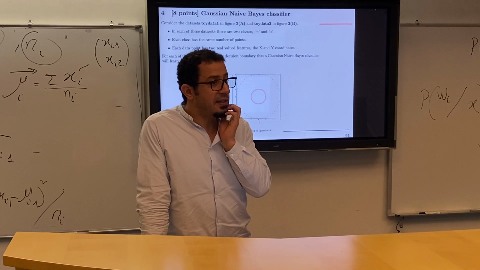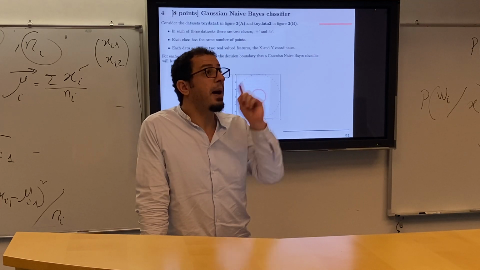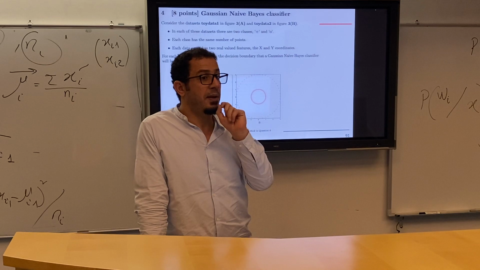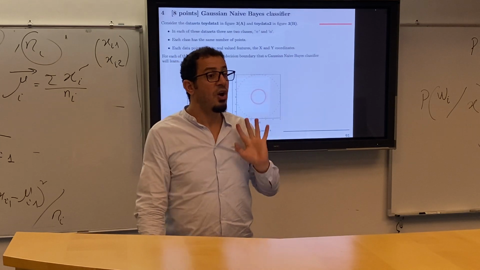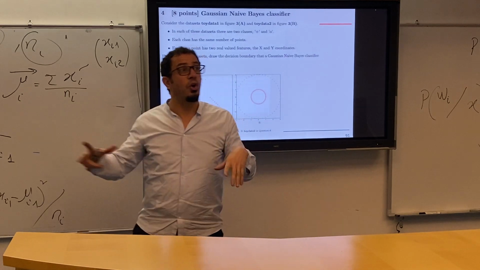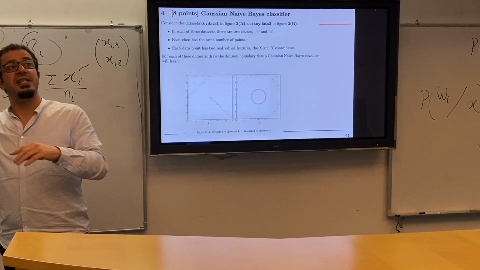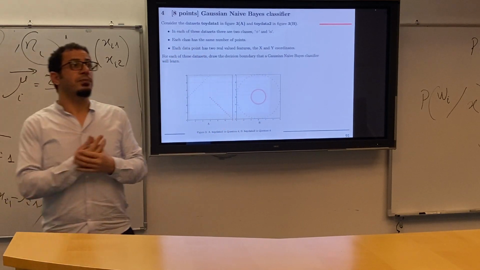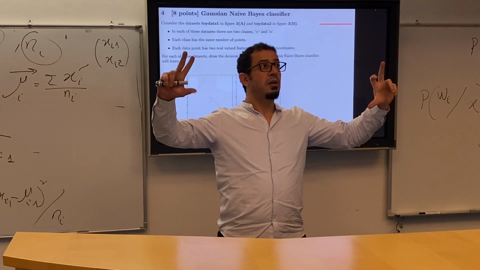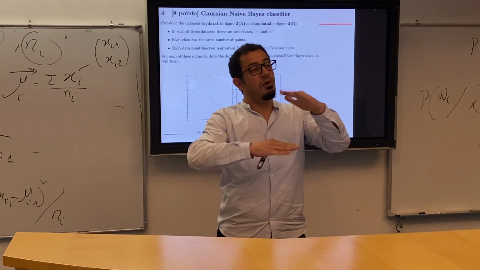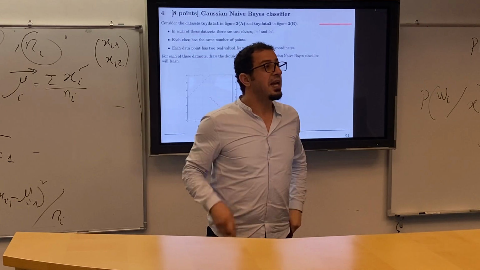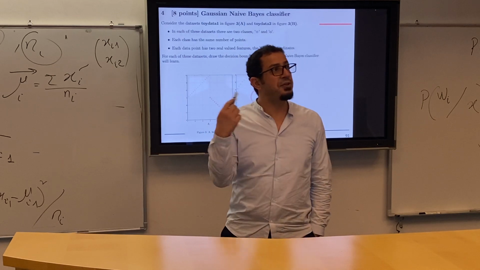Can you please draw a decision boundary that Gaussian naive Bayes classified? Okay, when I say naive, I mean they are independent. What does it mean independent? The covariance matrix is diagonal. Okay. What does it mean diagonal? Either we have a circle, or we have an ellipse, vertical or horizontal. There's no oblique.